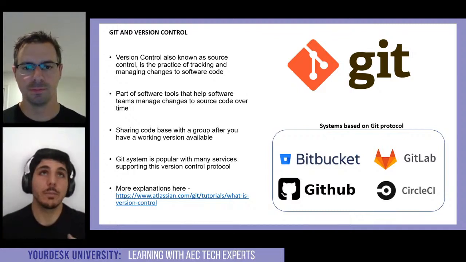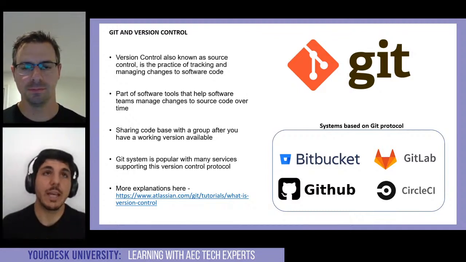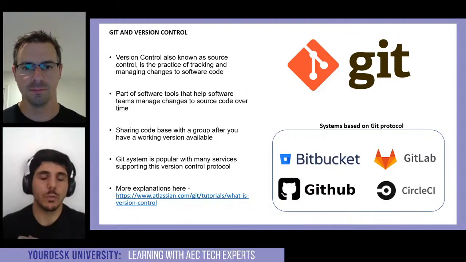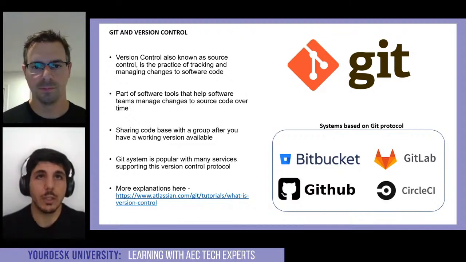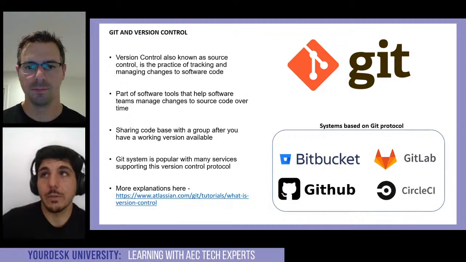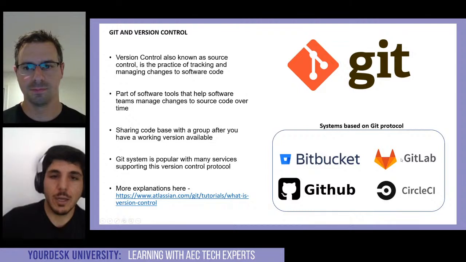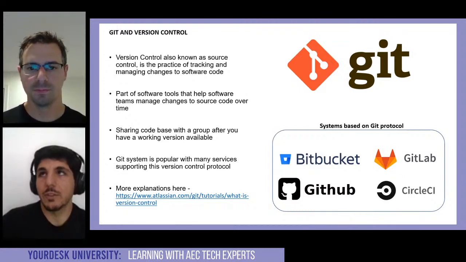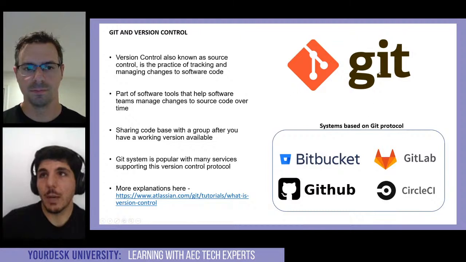It's a protocol. There's a certain number of commands. It's very much an industry standard. And this is how you can share a code base with others. A lot of different services support the Git protocol. So the Git protocol is a system, and the services you might have heard of, like Bitbucket, GitHub, GitLab, CircleCI, are built upon that protocol as their own services. If these are the files in Git, these are the Dropboxes that host the cloud services and the systems around it.